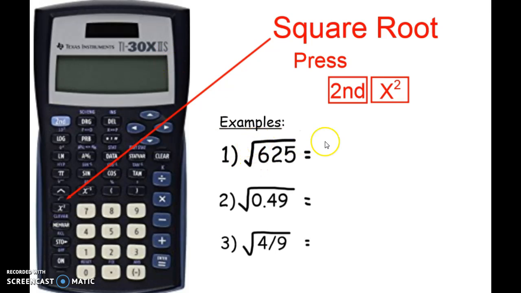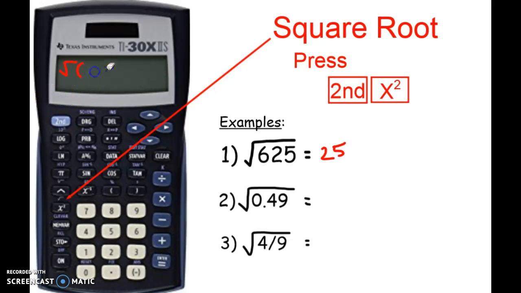So if we're trying to take the square root of 625, you actually have to press the button second, and then you have to press the x squared button. And then once you do that, you should see on your screen an image that looks just like this. And then they put a little parenthesis in front of the number that you're going to type in. You're going to type in 625. And you do not have to close the parenthesis, unlike some programs. This one will give you your answer of 25 without that being closed.